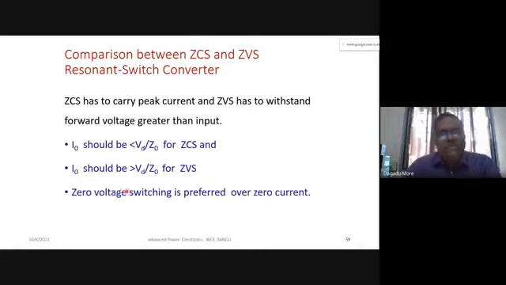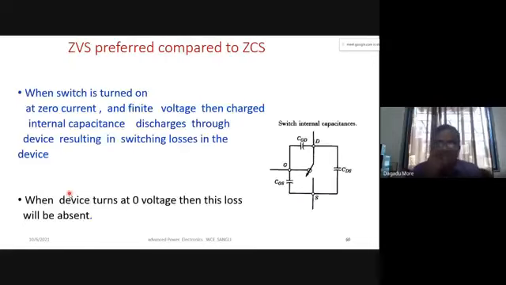Now here we are showing that zero voltage switching is preferred over zero current switching. We have discussed both zero voltage as well as zero current, but if you compare these two, zero voltage switching is preferred, and the reason lies in the junction capacitances. Let us assume that we have a MOSFET or IGBT, and it has 3 junction capacitances.